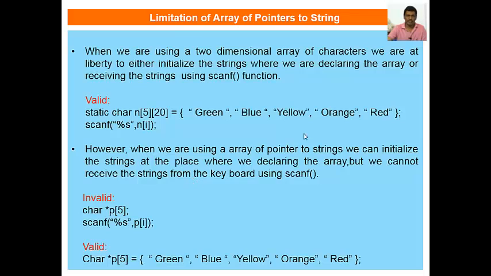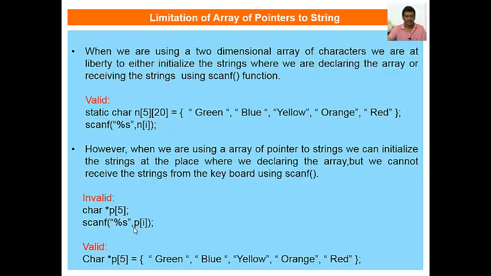But if we are using an array of pointers to strings, we can initialize the string at the time of declaration, but we cannot receive the string from the keyboard using scanf. In a 2-dimensional character array, we can initialize at the time of declaration and also get the input through the keyboard. But in a character pointer array, we can only initialize at the time of declaration. We cannot get input through the keyboard. So these are invalid.